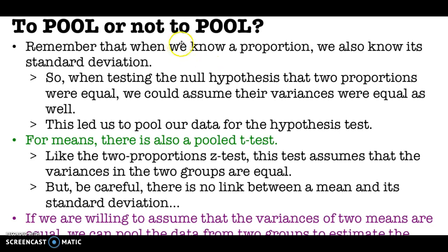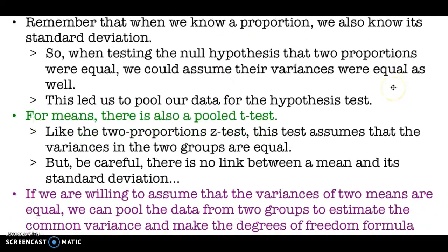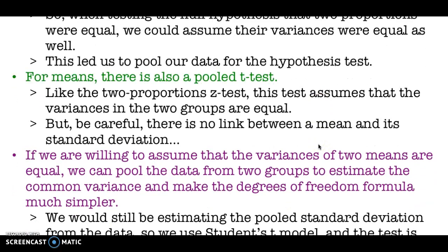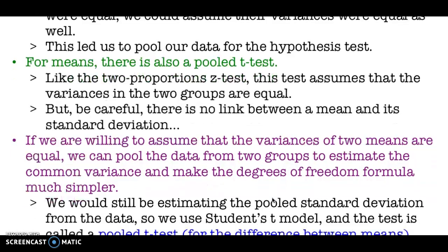Okay, so remember that when we know a proportion, we also know its standard deviation. So when testing the null hypothesis that 2 proportions were equal, we could assume their variances were equal as well. This led us to pool our data for the hypothesis test. For means, there is also a pooled t-test. Like the 2-proportion z-test, this test assumes that the variances in the groups are equal, but be careful, there is no link between a mean and its standard deviation. If we are willing to assume that the variances of 2 means are equal, we can pool the data from the 2 groups to estimate the common variance and make the degrees of freedom formula much simpler.